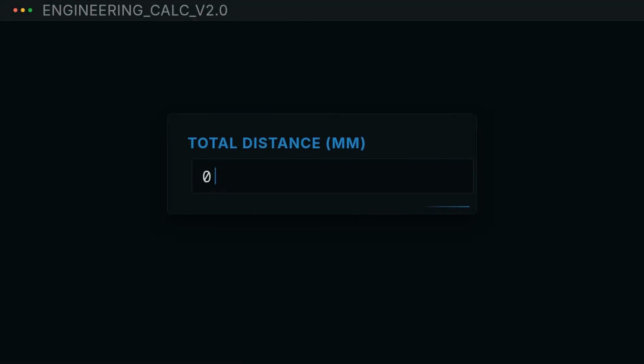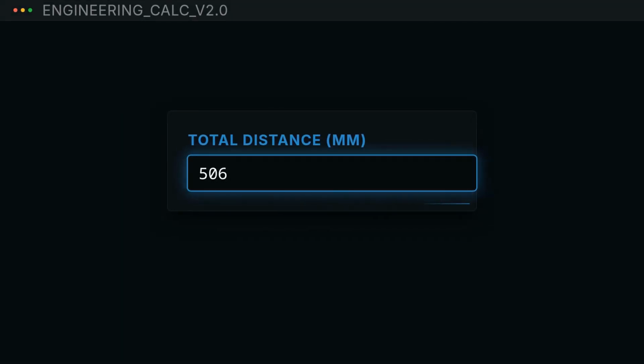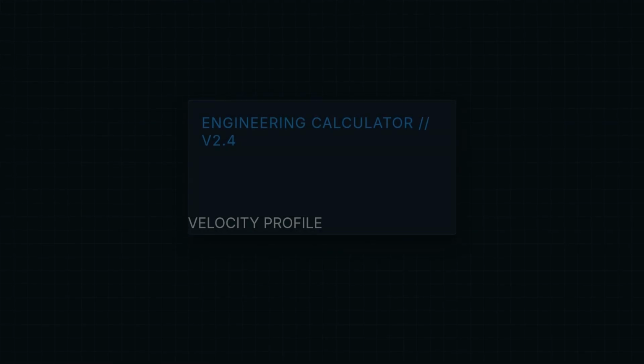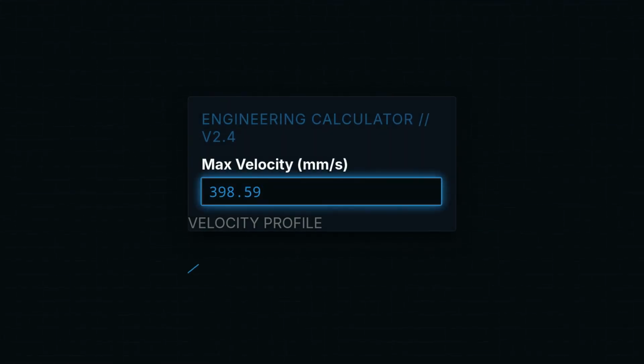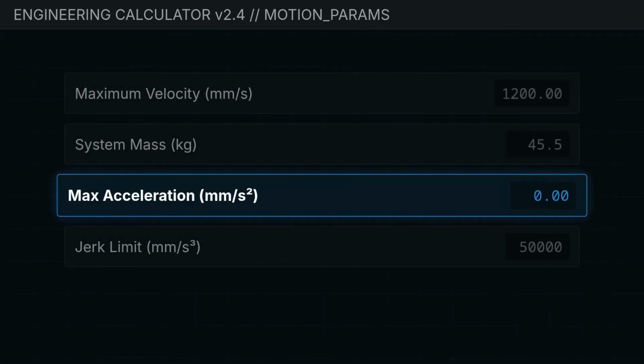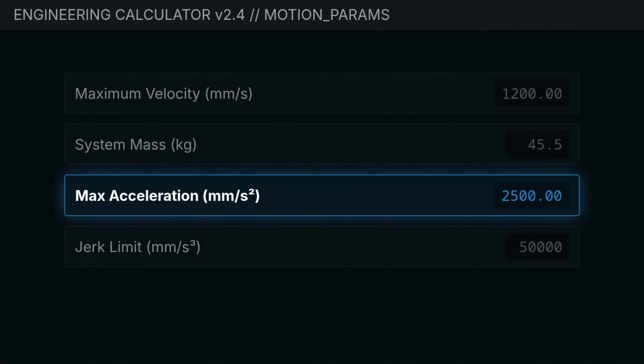First, we have total distance in millimeters, where you enter the distance your system needs to travel. Second is maximum velocity in millimeters per second, which sets the peak speed during the constant velocity phase. Third is maximum acceleration in millimeters per second squared, defining how quickly the system reaches maximum velocity.